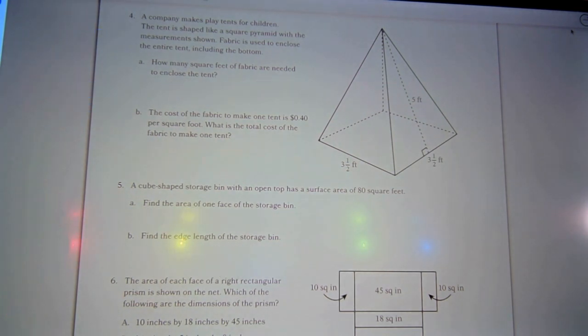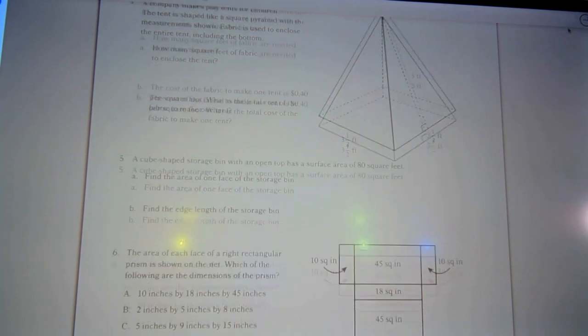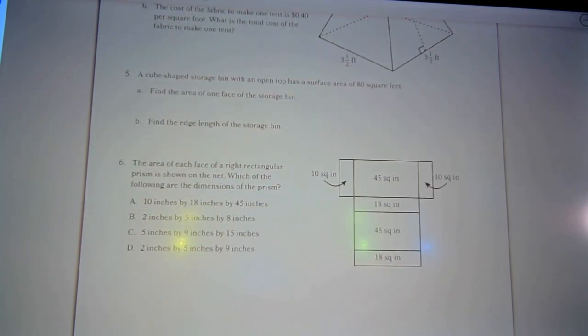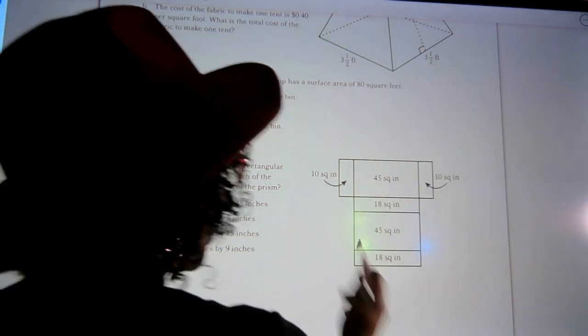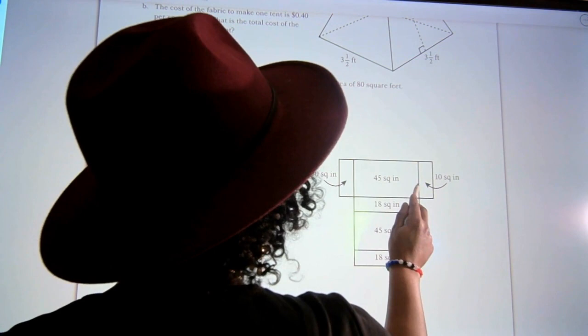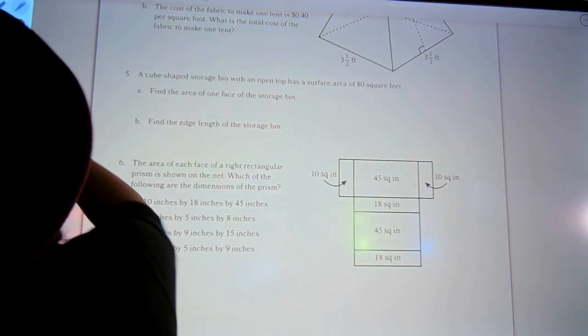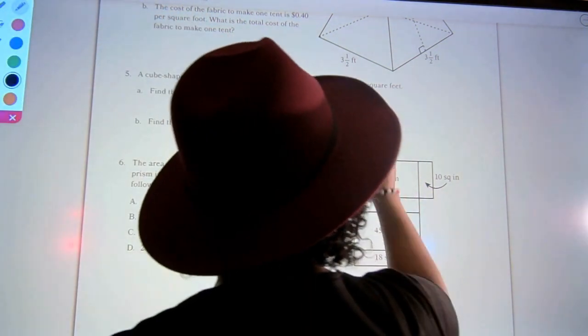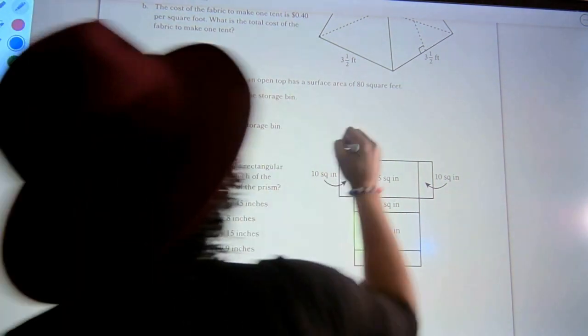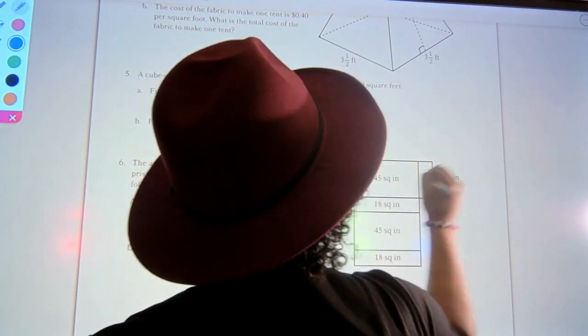Let's go ahead and look at number 6. The area of each face of a right rectangular prism is shown on the net. Which of the following are the dimensions of the prism? So that's us determining what they're being multiplied by. So we have 10 and 45 here. So that tells me, I know that this side right here going up and down vertically is going to be 5.